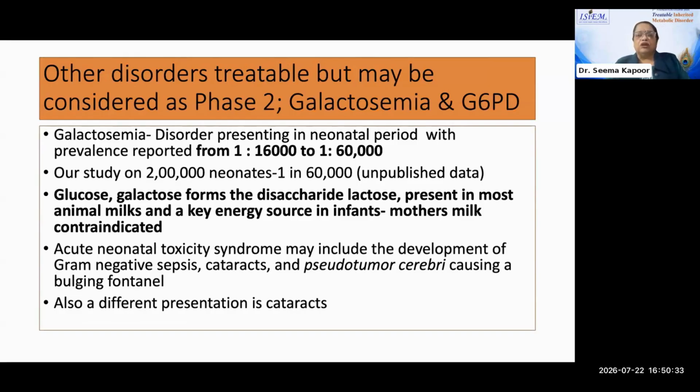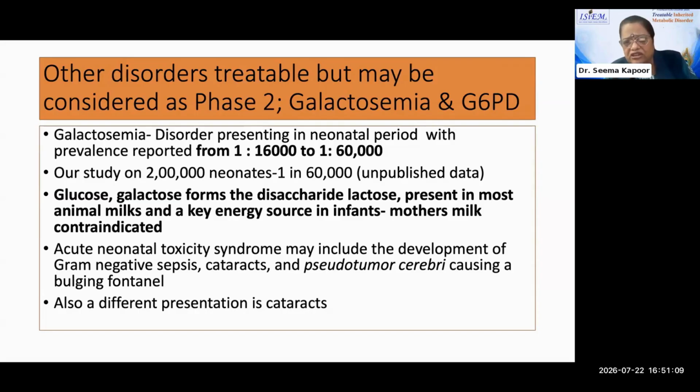Coming to phase 2, which is galactosemia and biotinidase deficiency. The data range from 1 in 16,000 to my unpublished data of 1 in 60,000. There are only 2 or 3 disorders in which mother's milk is completely contraindicated because it contains lactose and galactose. So galactosemia is a disorder in which mother's milk is not to be given at any cost.